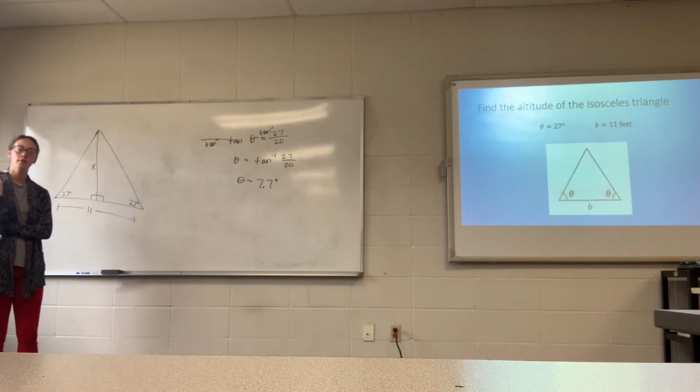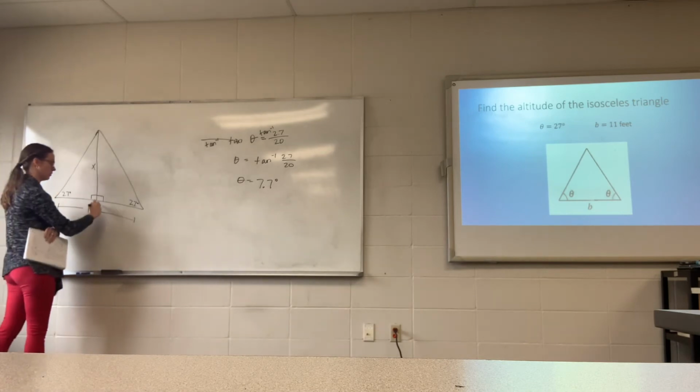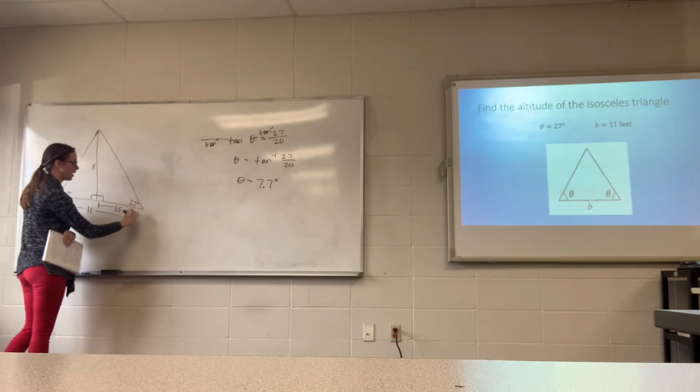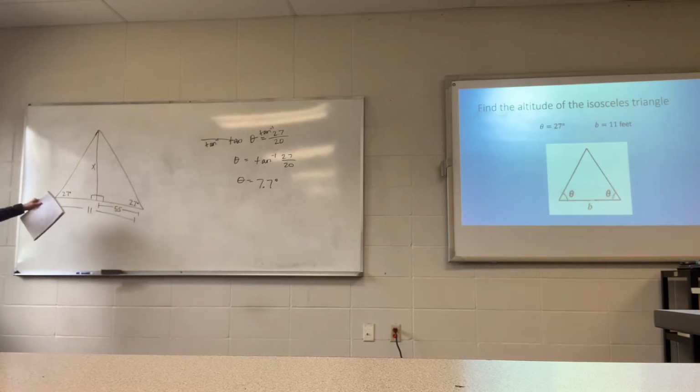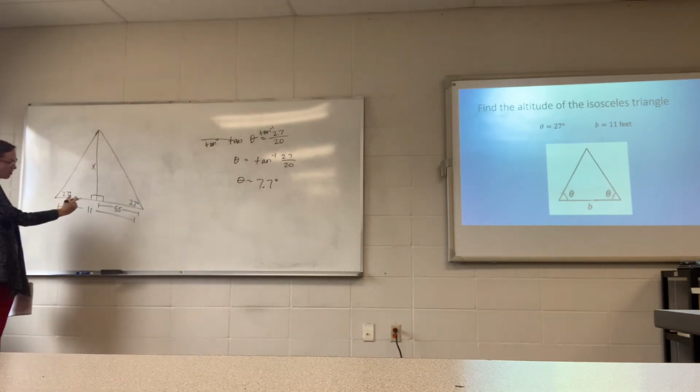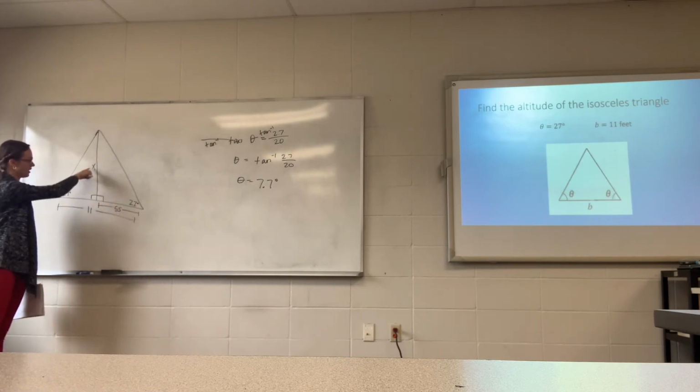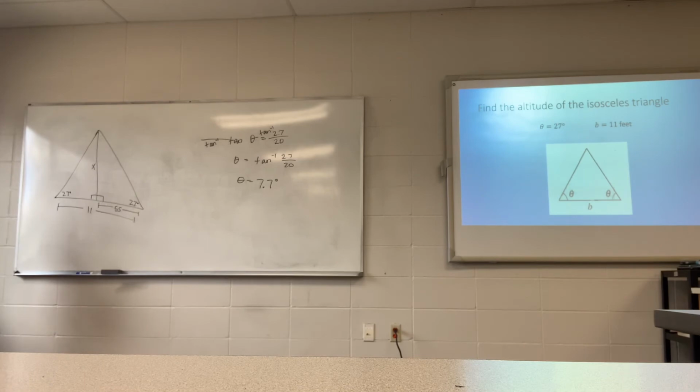Since you split your triangle, you can now split the B, and when you split it in half, you get 5.5. So since I split my triangle, I need to split that distance of my B, so half of it will be 5.5. So now, if I have this angle, this side, and this side, Madison, what would I use?